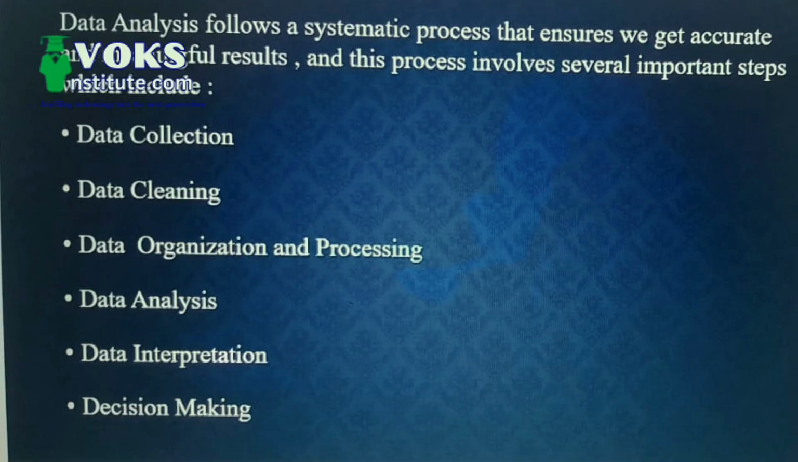Data analysis follows a systematic process that ensures we get accurate and meaningful results. This process involves several important steps, and I'll be taking us through the steps that we need. We have data collection, data cleaning, data organization and processing, data analysis, data interpretation, and decision making. I'm going to be expanding on the various steps one after the other.